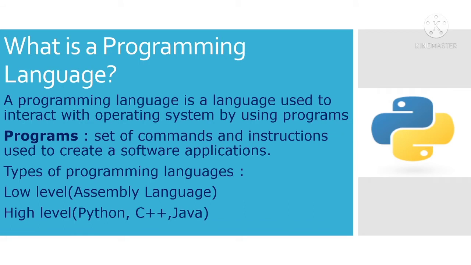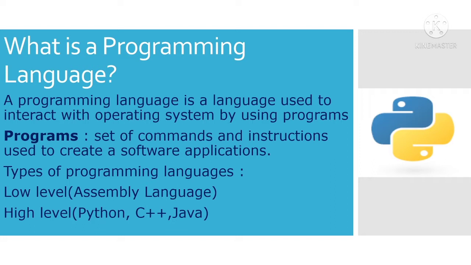A programming language is a language used to interact with the operating system by using programs. Generally, a language means a communicator. Using language, we communicate with other people. Like that, the programming language helps us to communicate with the operating systems using programs. Then what do these programs mean? Programs are nothing but a set of commands and instructions used to create software applications.